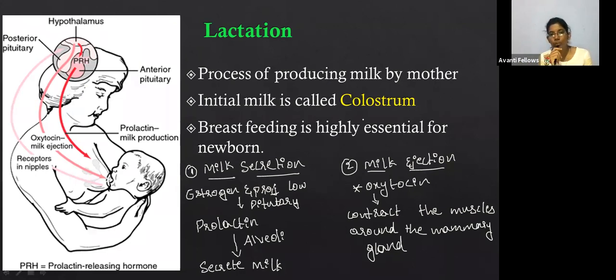How many months is the lactation period? So it depends. Okay, but compulsorily the baby has to be fed by the mother for 6 months. After that, it can be for 1 year, 2 years, sometimes 3 years also. Okay, but 6 months is compulsory. Why do some mothers not secrete milk anyway? Because of hormonal imbalance.